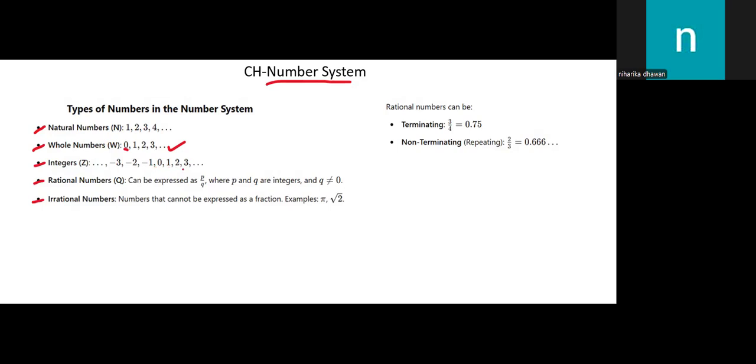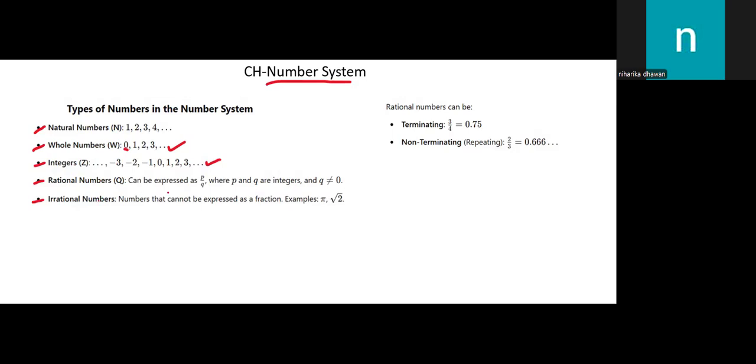Now, in the set of whole numbers, if I include their negative numbers also, like here we have 0, 1, 2 and 3. These are whole numbers. Their negatives are -1, -2 and -3 and so on. So, we will get a set of integers. Now comes the rational numbers and irrational numbers.